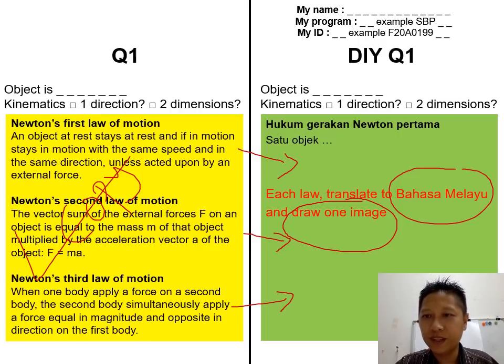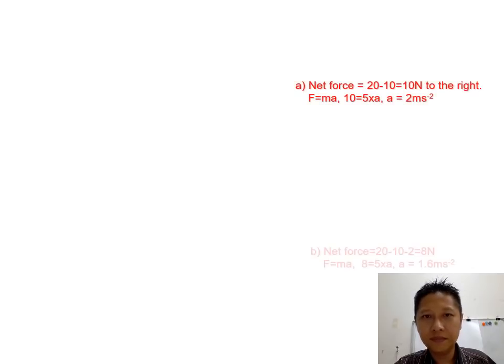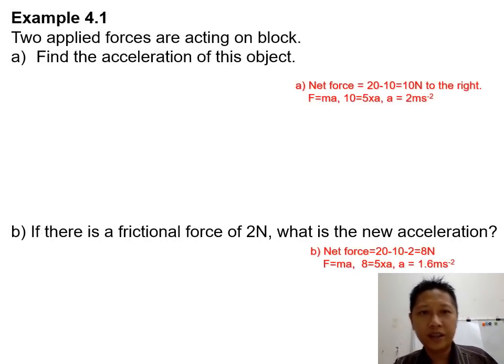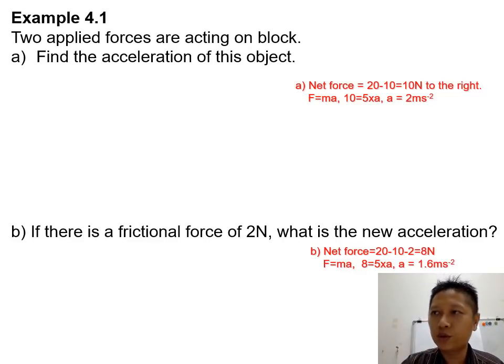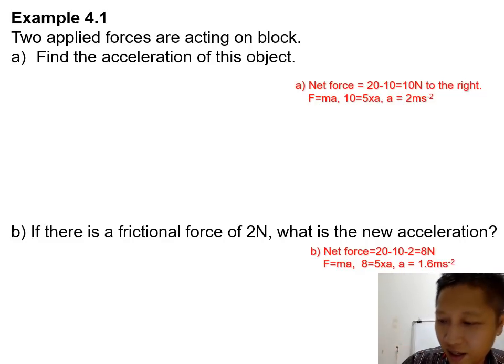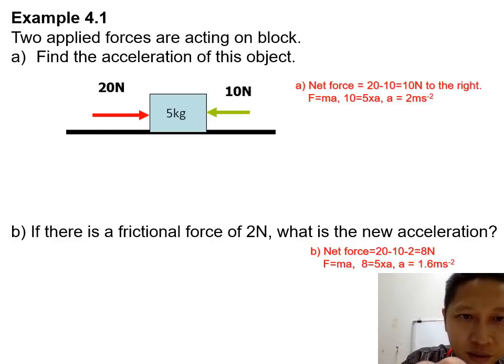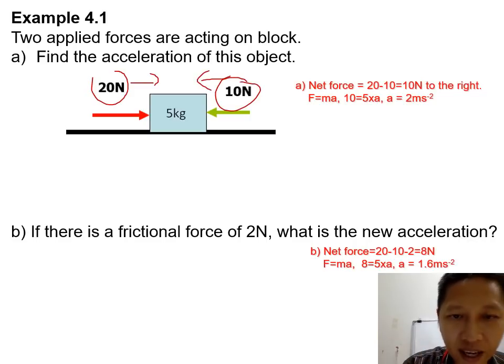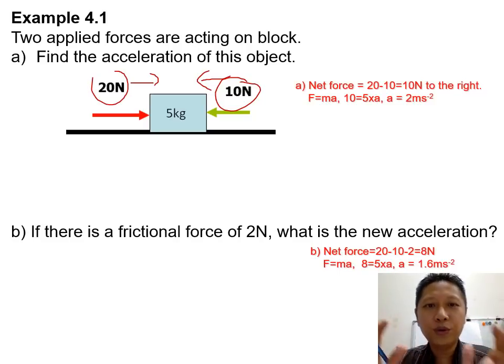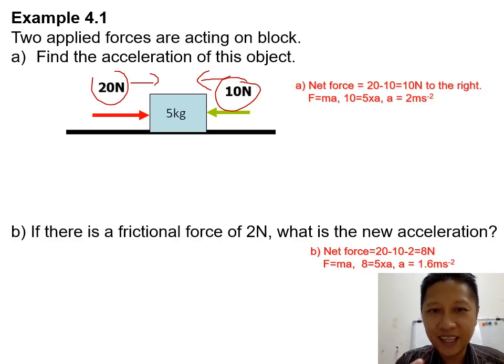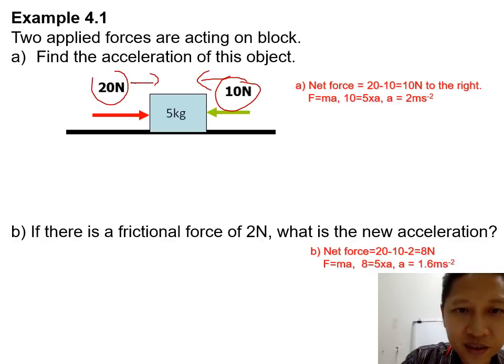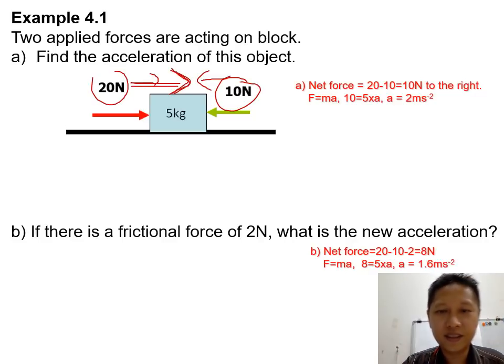Okay, let's move to the next slide. Example 4.1, you no need to copy it, you just go through it on a piece of blank paper, you no need to submit. The first question is, two applied forces are acting on a block, and find the acceleration of the object. You have 20 Newton applied to the right hand side and 10 Newton to the left hand side. Guess, will the block move to the left or right? Yes, right hand side. Why? Because there is a higher force at the end.